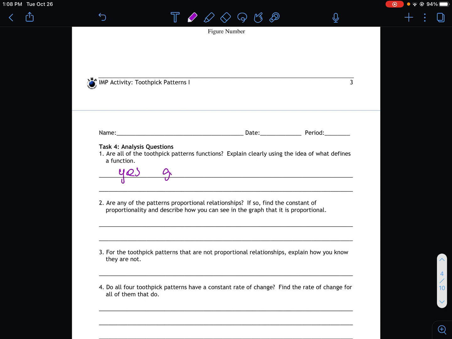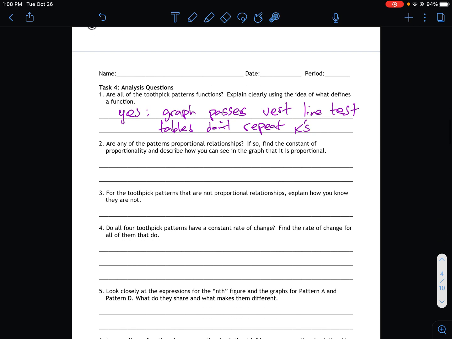And graph passes vertical line test. And tables don't repeat x's. Are there any patterns that are proportional relationships?